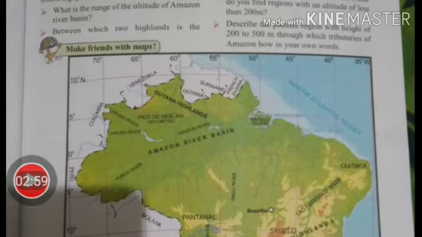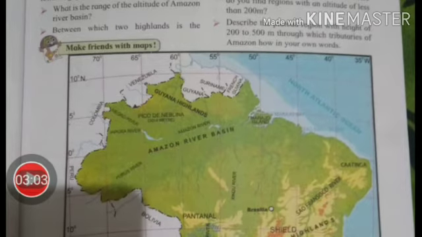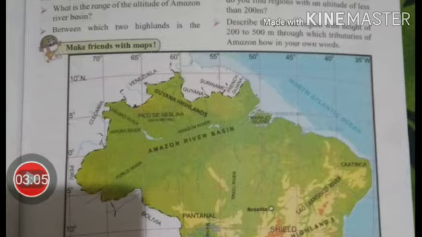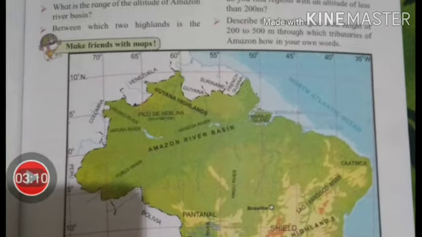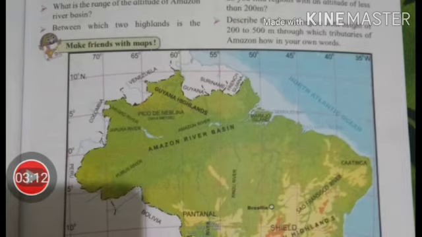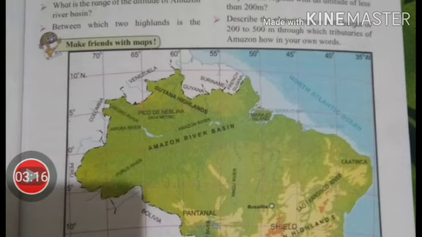Now, last question. The Vindhyas act as a water divide between which two river basins? The Vindhyas act as a water divide between the Narmada and Ganga river basins.